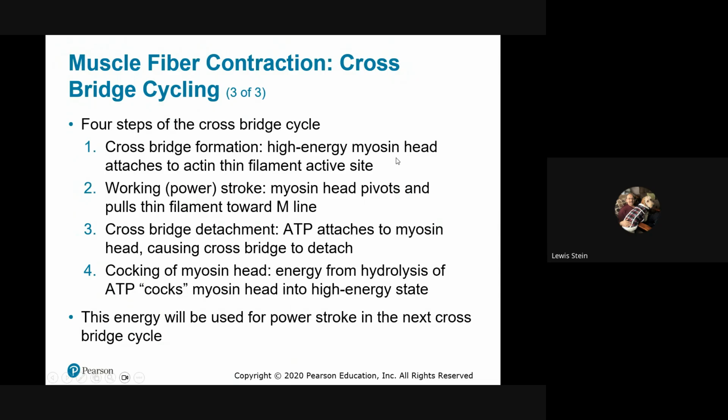So the high energy myosin head, already loaded with energy, attaches once the actin is exposed to it, the active sites on actin and myosin. It develops what they call the power stroke, pivoting, whatever you want to call it, pulls the thin filament toward the midline or M line. Then it detaches, that's what I was just talking about, with ATP, and it'll recock the head and cause the detachment of the cross bridge. It gets the energy from ATP and it's in its high energy state.